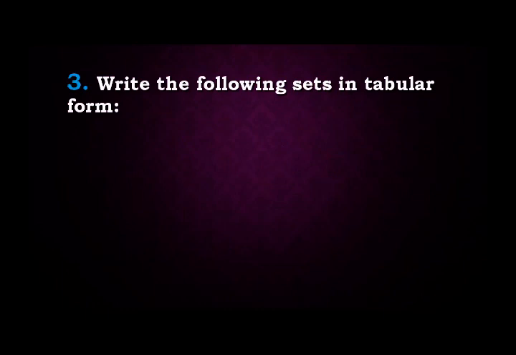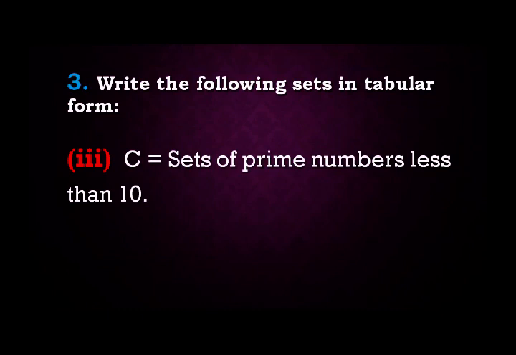We are starting question number 3. Write the following sets in tabular form. We have already discussed what tabular form is. The question is, C equals the set of prime numbers less than 10. You can see that the question is in descriptive form, like a statement, and we have to convert this statement into tabular form. What is the requirement of the tabular method? We will use braces and separate the elements with commas.